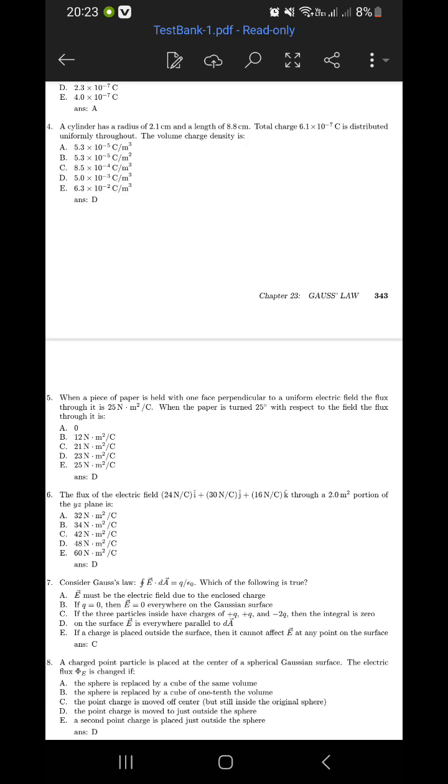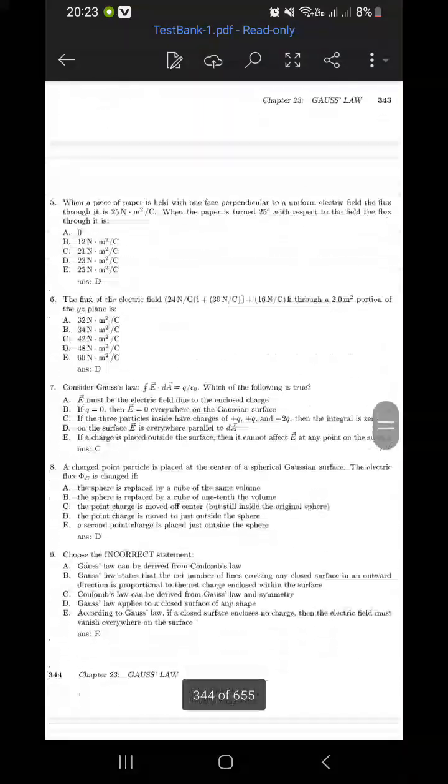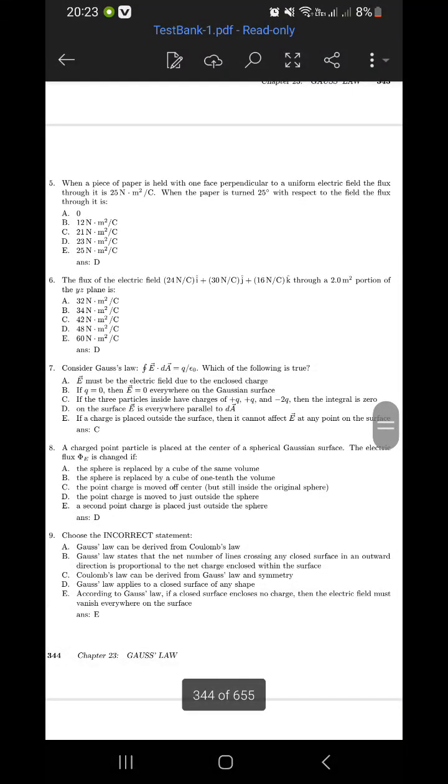When a piece of paper is held with one face perpendicular to a uniform electric field, the flux through it is 25 newton meters squared per coulomb. When the paper is turned 25 degrees with respect to the field, the flux through it is D, which is 23 newton meters squared per coulomb.